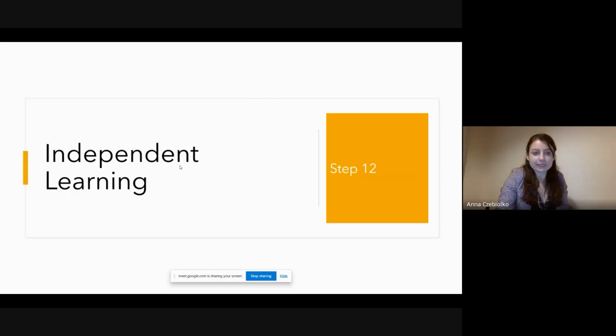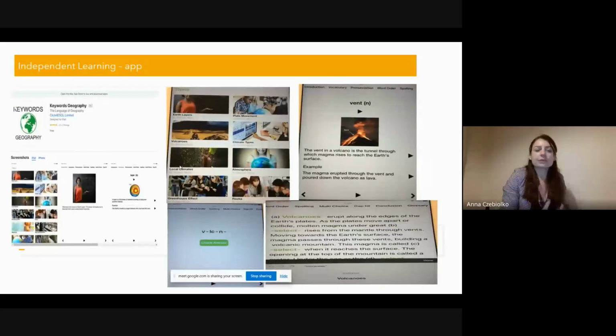Step 12, independent learning. So when we've done all of that, we should motivate students to use all the resources that they have to practice and memorize the knowledge that they've gained. So this is an app, Keywords Geography, which is specifically designed for ESOL students, so English for speakers of other languages.